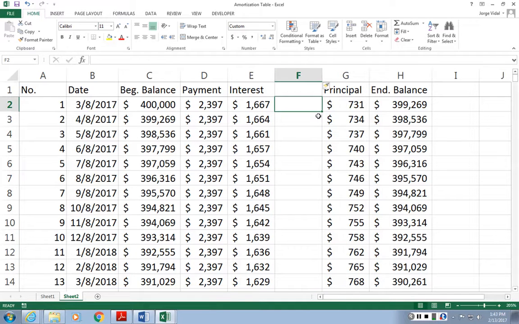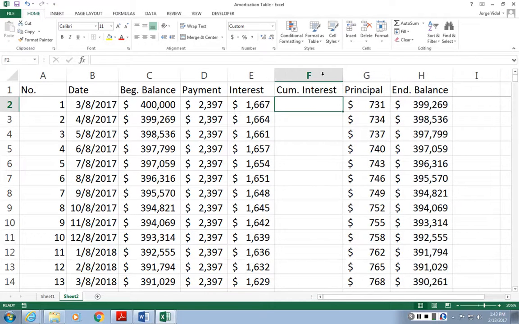And I do things like this so you can learn how to insert. You can also delete, copy. And this one is going to be called cumulative interest. So you can see, with every payment you make, how much interest you are accumulating, how much money you have paid in total. And so that will be equal to what?